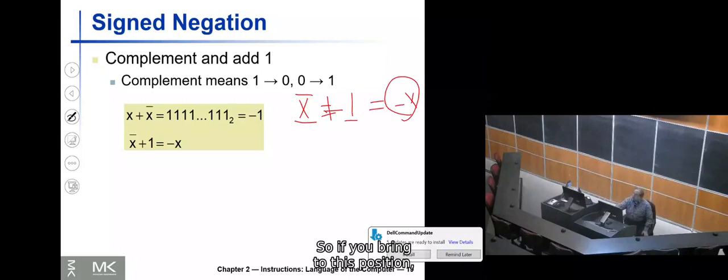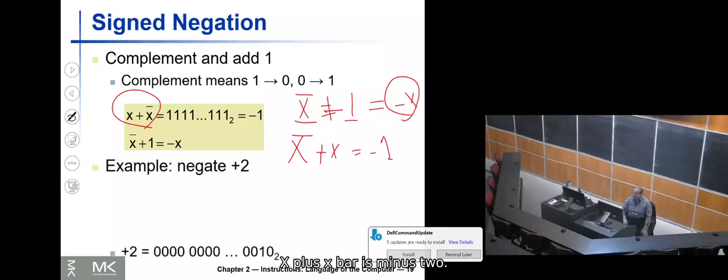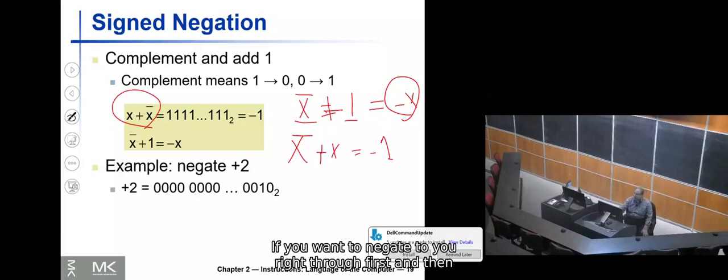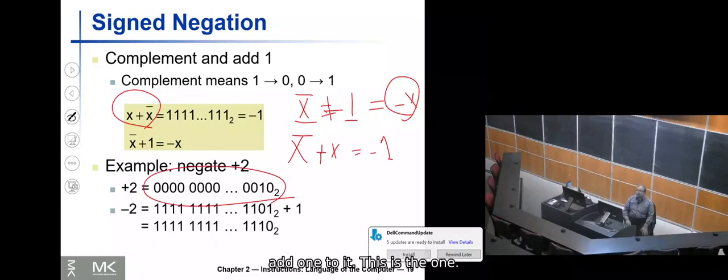So if you bring x to this position, x bar plus x becomes -1. Yeah, this is the one. X plus x bar is -1. Negate 2. If you want to negate 2, you write 2 first, and then complement everything, and then add 1 to it. This is the one.